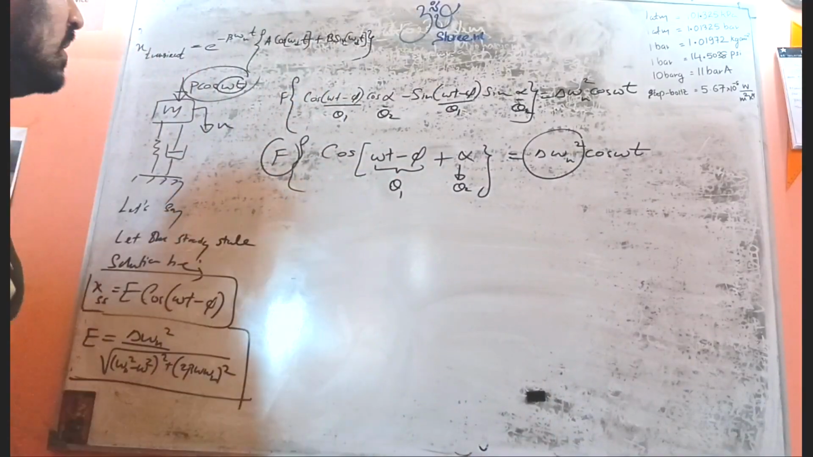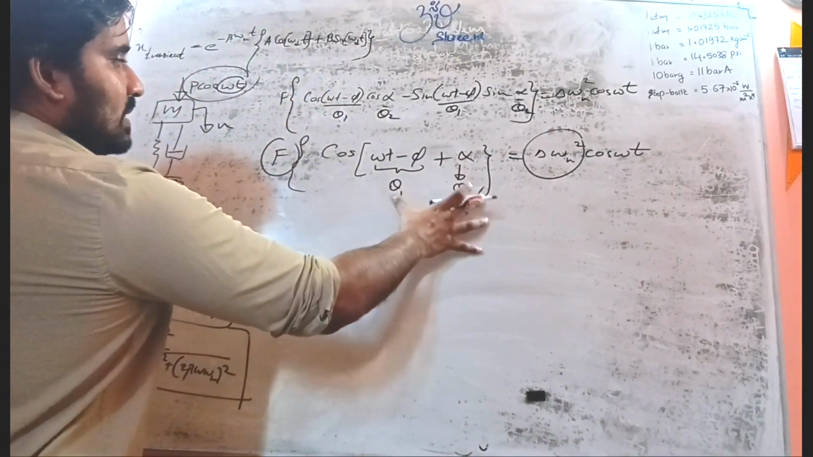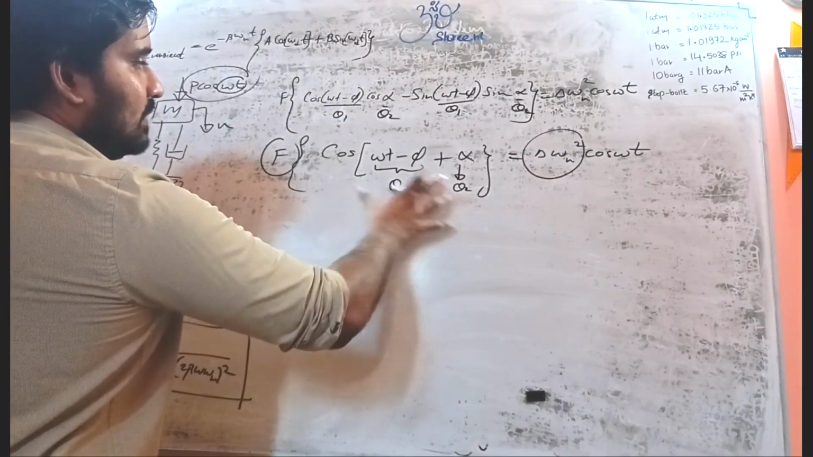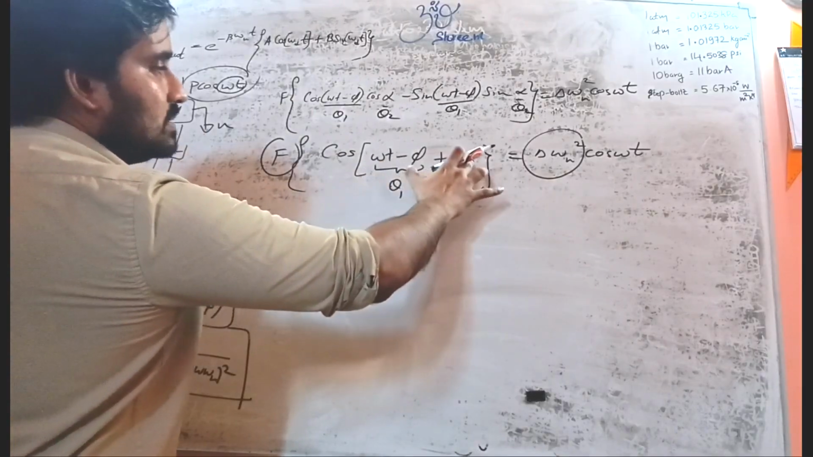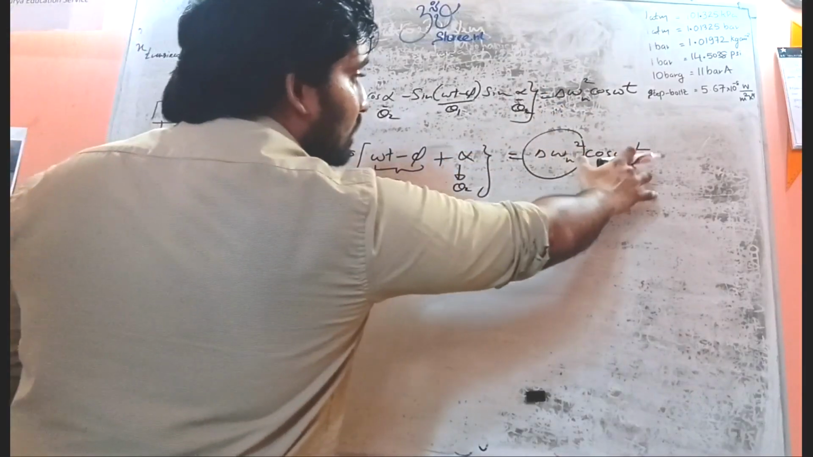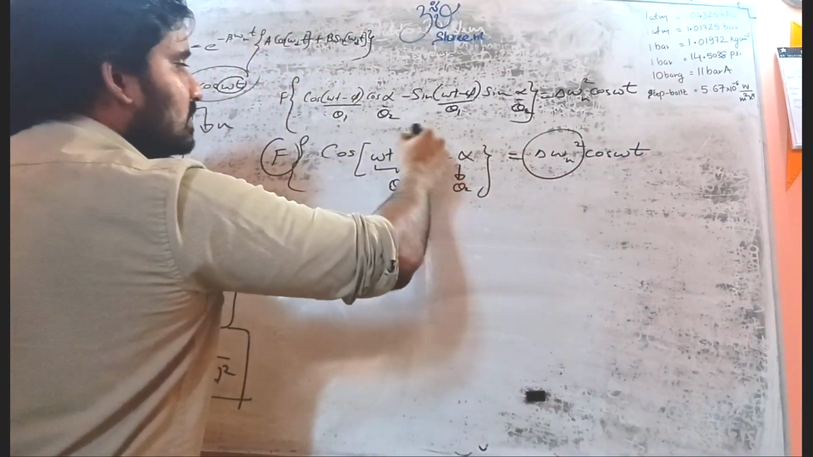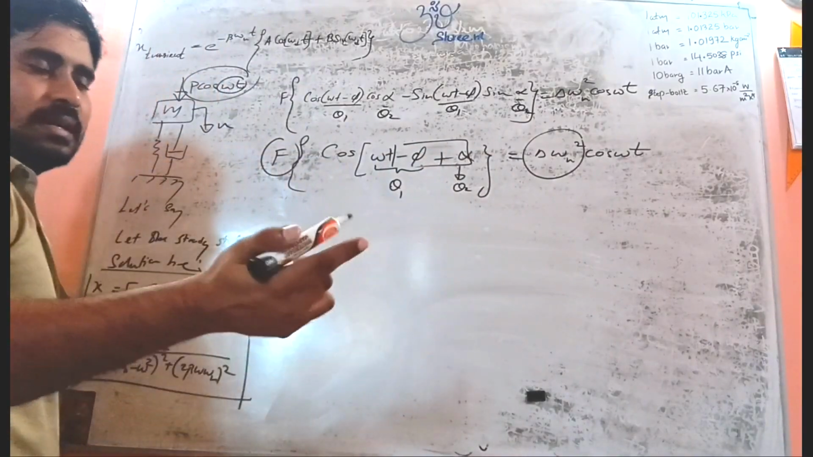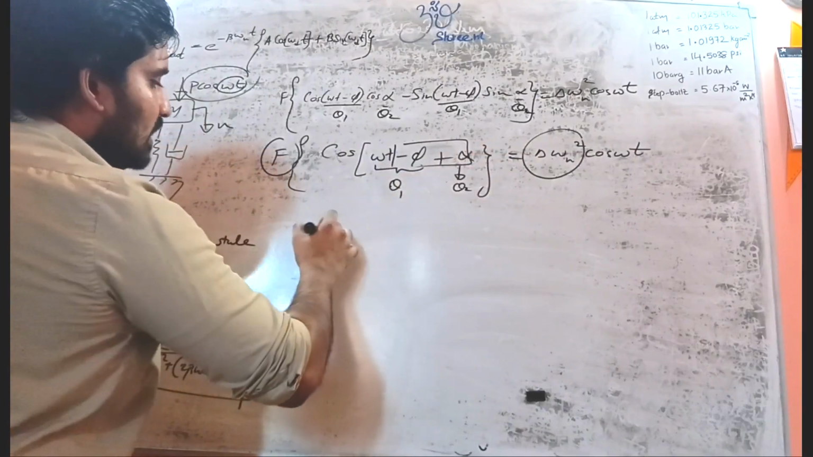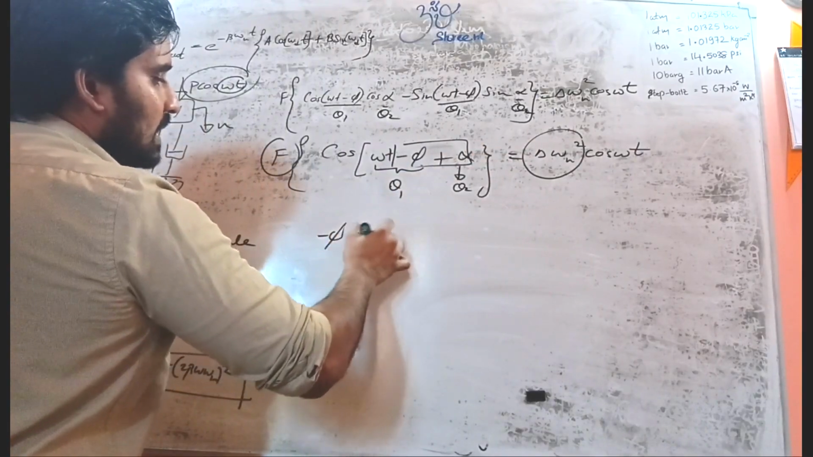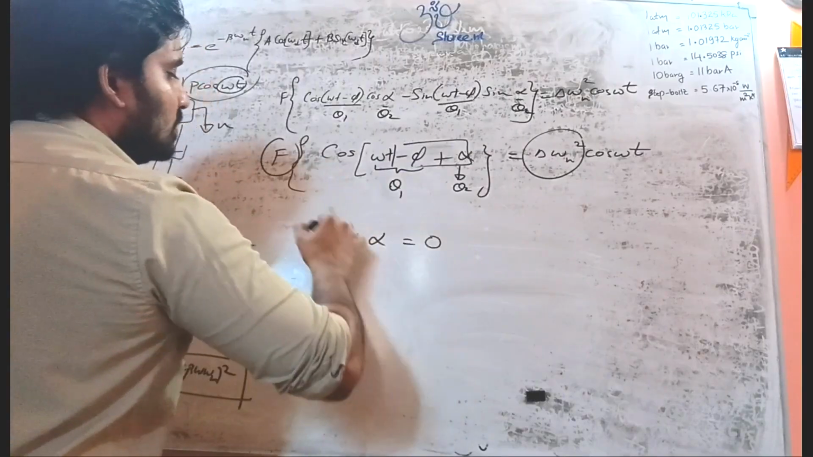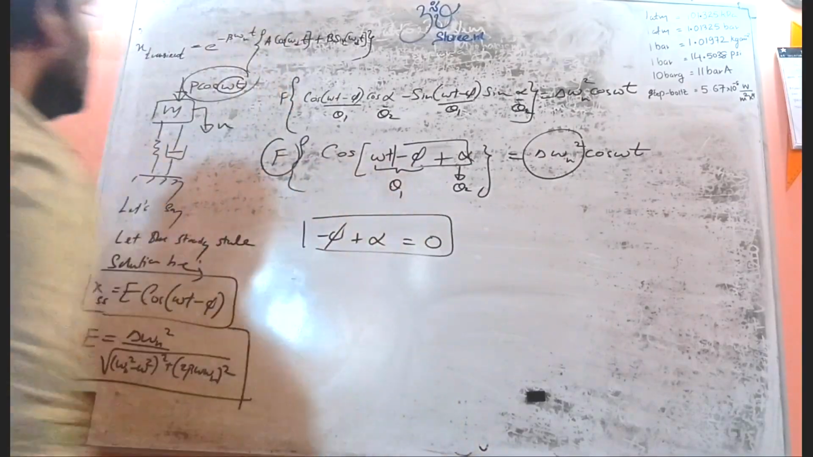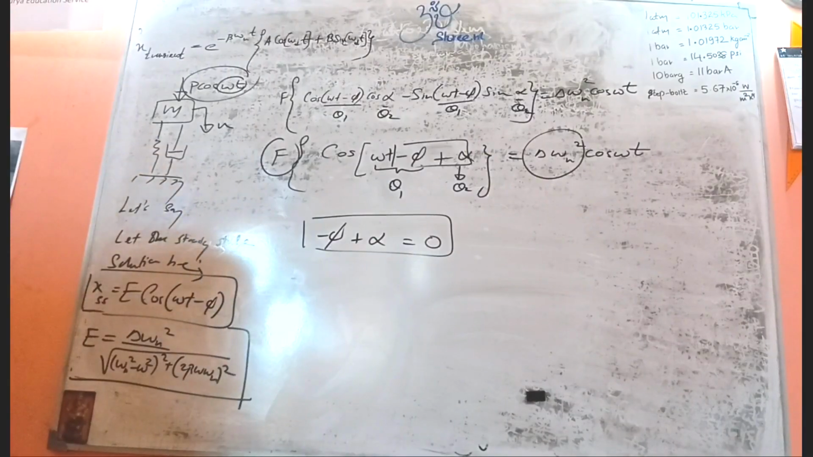For this to be the same, because on this side we have cos(omega t minus phi plus alpha) and on this side we have only omega t, the only possible way is that this part must be 0. Is that clear? In order to equate that, minus phi plus alpha equals 0. This is a must condition.